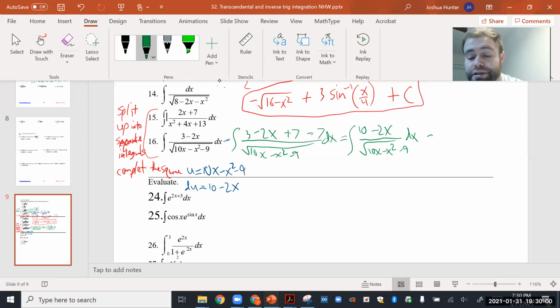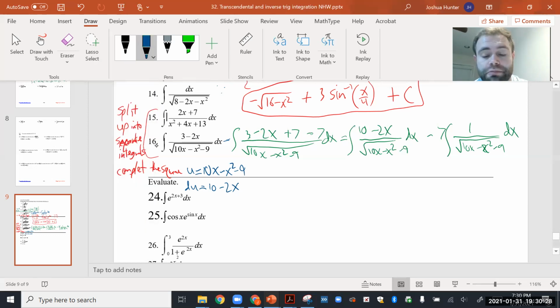And then what we have left over on top is that minus 7. So then we're going to have minus, and I'm going to go ahead and factor the 7 out, 7 times the integral, 1 over square root of 10x minus x squared minus 9 dx.